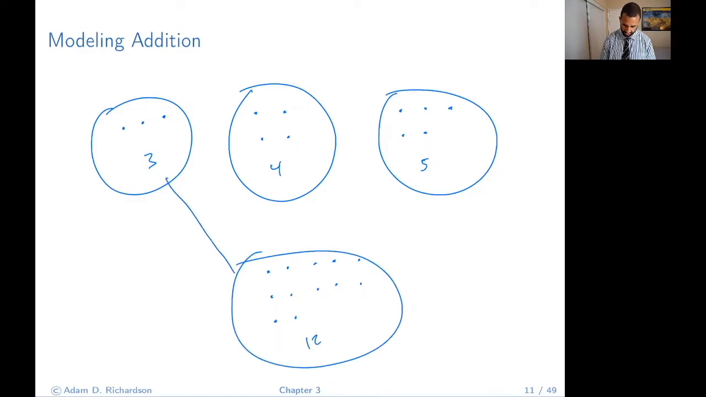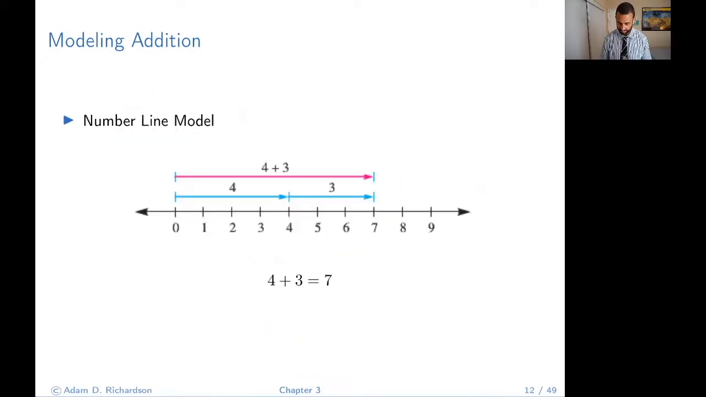And I'm going to bring them all in. And now I've shown that 3 plus 4 plus 5 is equal to 12. There we go. So that's how you would do it. So go ahead and practice that on your own a couple of times, and it should click pretty quickly.